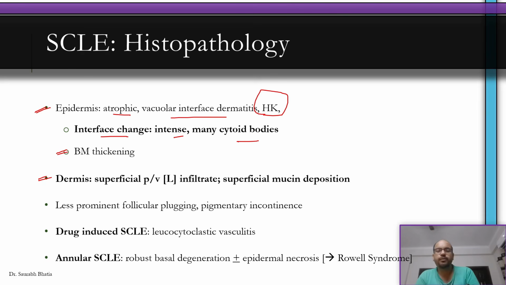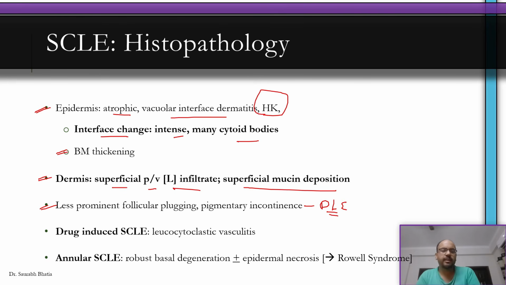In dermis, there is superficial perivascular lymphocytic infiltrate with superficial mucin deposition. So same as that of ACLE, but more inflammatory damage, more infiltrate, more significant lymphocytic infiltrate. But it shows less prominent follicular plugging and pigmentary incontinence, which is a feature of DLE. In DLE, you have follicular plugging, pigmentary changes. So these changes are very less in SCLE.